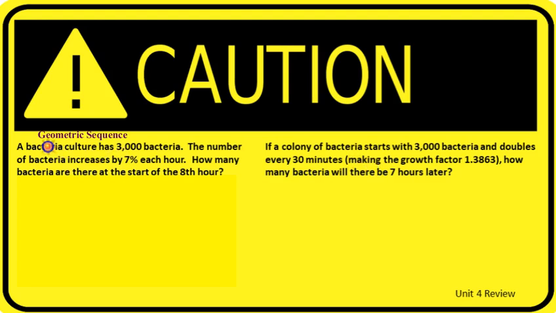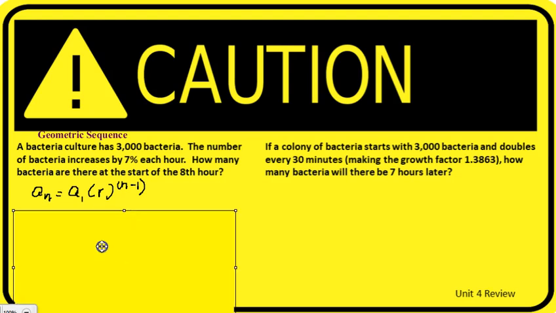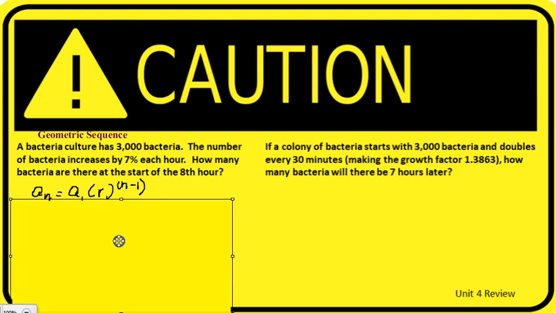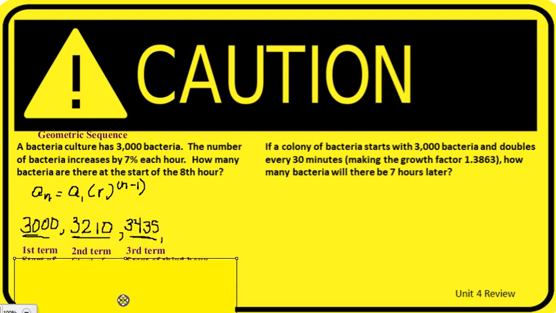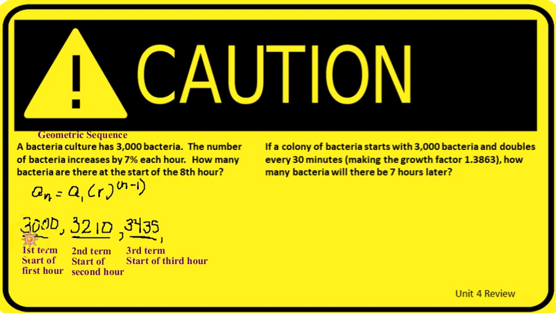So if the only information that I provide to you is the fact of the increase rate, in this case the increase rate is 7% each hour, then you've got a geometric sequence. So this is the formula that you use to find the terms of a geometric sequence. But let's just take a look at this scenario. So we're starting with 3,000 bacteria. So the first term in this sequence is the number of bacteria at the start of the first hour.